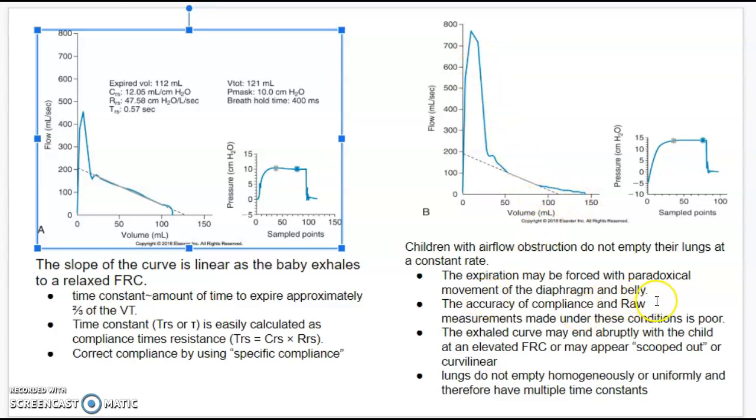The expiration could be forced with some paradoxical movement of the diaphragm and belly. The accuracy of compliance and airway resistance measurements made under these conditions is going to be poor because of that. The exhaled curve may end abruptly with the child at an elevated FRC or may appear scooped out. The lungs do not empty homogeneously or uniformly and therefore have multiple time constants. So I just wanted to touch on the difference of what those flow volume curves are going to look like and how you can tell a normal versus an abnormal result.